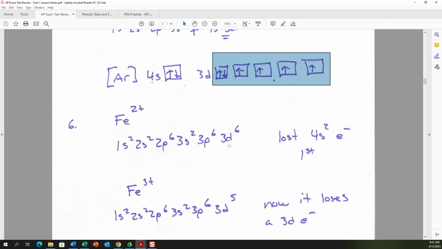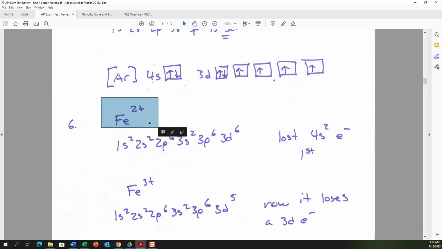All right. So for ions, remember, you're either adding electrons or taking away electrons. If it's a positive ion, you're taking away that many electrons. You want to take away the valence electrons first. So that's usually the s and p electrons first. If you're removing electrons, remove them from the highest energy s and p orbitals first, not d.